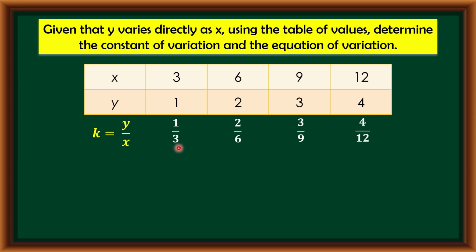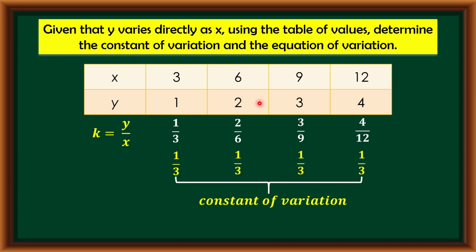From here, let's find its simplest form. Since 1 over 3 is already in simplest form, keep it as is. It is equal to 1/3. If we simplify 2/6, we will have 1/3. Simplify 3/9, we have 1/3 as well. And simplify 4/12, we have 1/3 as well. Therefore, the constant of variation of this table of values is 1/3.